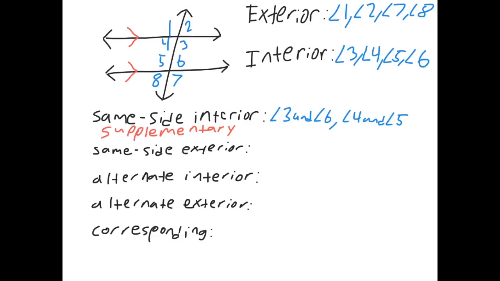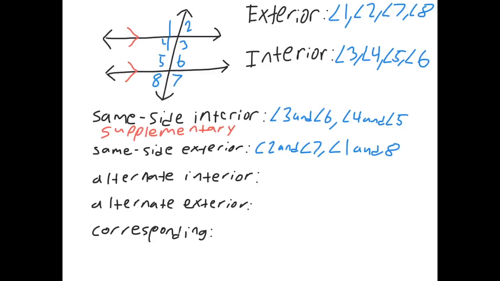Next, we have same side exterior angles. So again, you look on the same side and you look for the ones on the exterior. So on the right side, we have angle 2 and angle 7. They're on the same side, but they're on the exterior, the outside. So angle 2 and angle 7. And the other pair is angle 1 and angle 8.